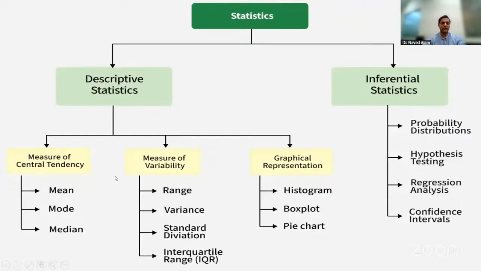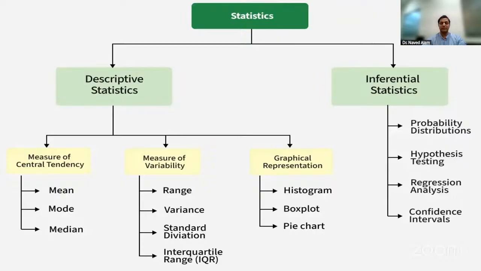In the measure of central tendency, we will be able to calculate the mean value, mode value, and median value. Mean, we know, is the sum of all the values divided by the total number of values. Mode is the value with the highest frequency. Median is the middle value, like the first plus second divided by 2.